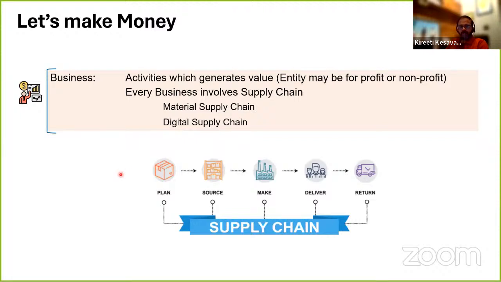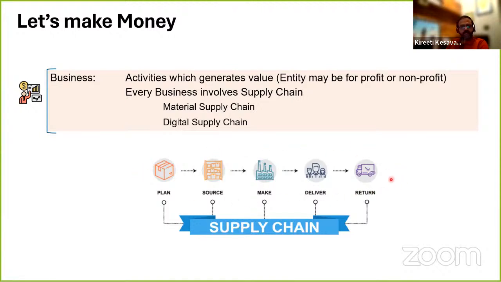You need to plan what you are going to produce, and for that plan you need to source the material from various suppliers. Once you source it, you make it in your factory. Production happens, then you store it, logistics and transportation come into the picture, and then you deliver it to the customer. The customer may give you some returns, and again you go back to demand estimation and forecasting, and the supply chain keeps running.